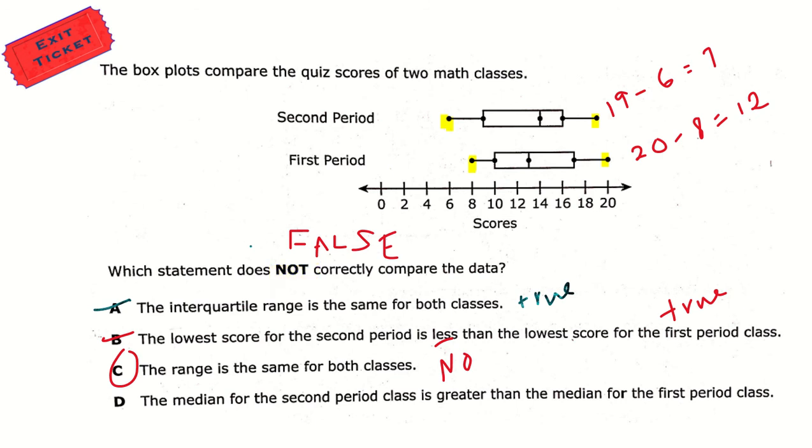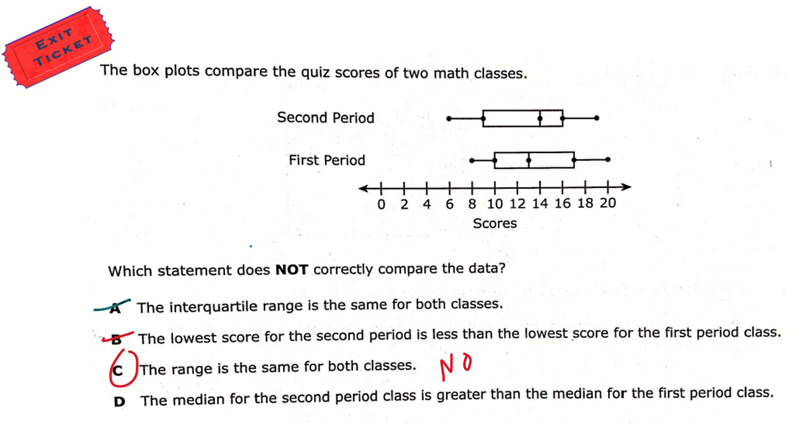All right. Maybe we should double check that D is definitely not an answer as well. Let's just look at that. The median for second period is greater than the median for first period. Let's look. The median for second period is greater than the first period median. That's true, and we did not want the true statement. All right, so we're 100% sure that it is C. That is how you answer double box plot STAR style questions.